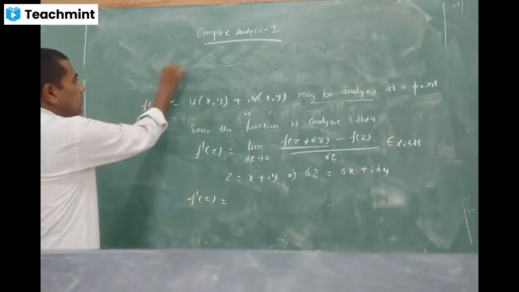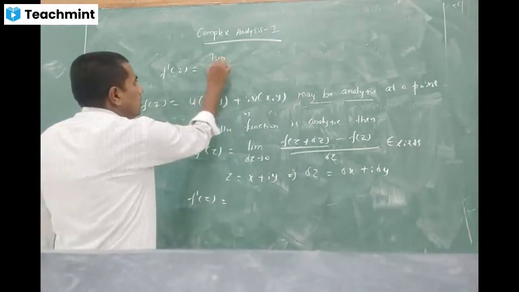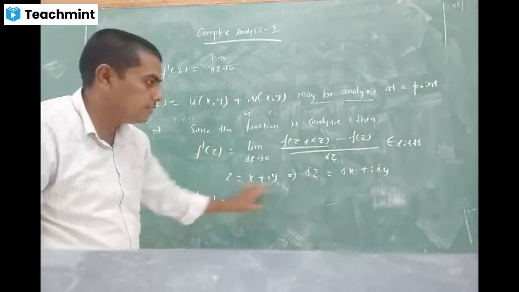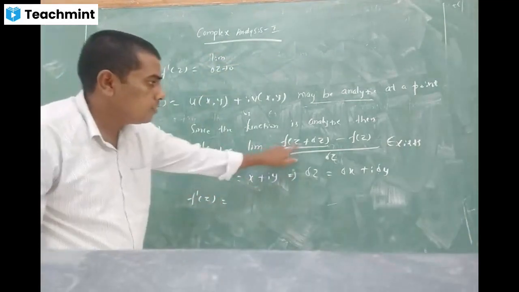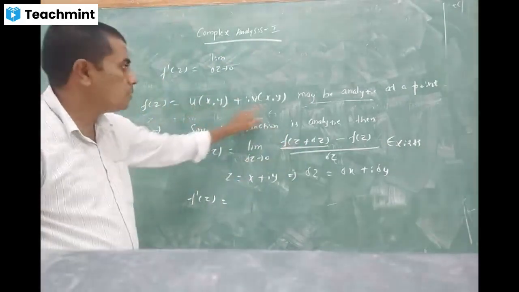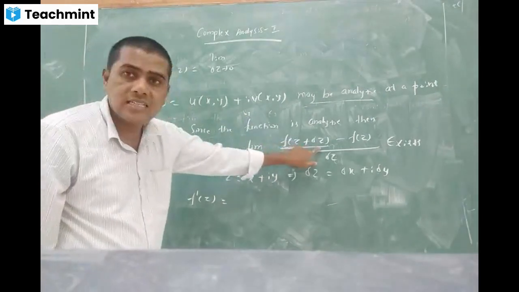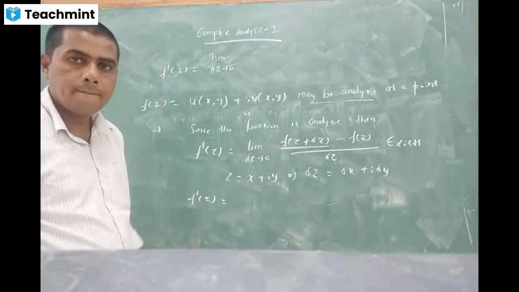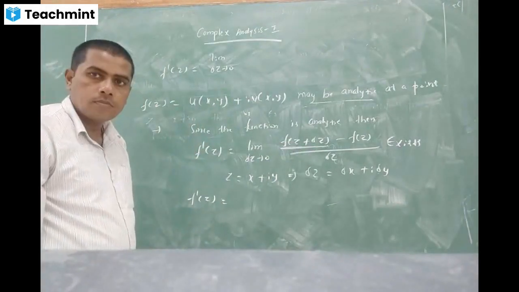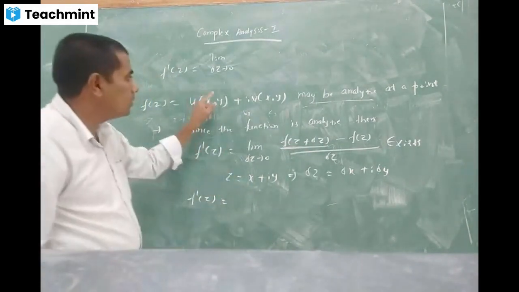Here f dash of z is equal to limit delta z tends to 0. One thing to note: the derivative should exist, and we define this complex number like this, f of z plus delta z. What is f of z? It is u of x comma y plus i into v of x comma y. In place of z, what is there? Z plus delta z is there. Then what about x and y? So you are getting my point, right? Then what can we write?